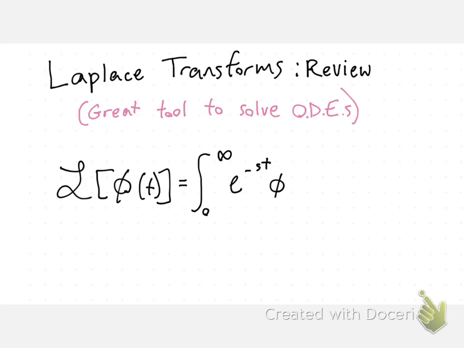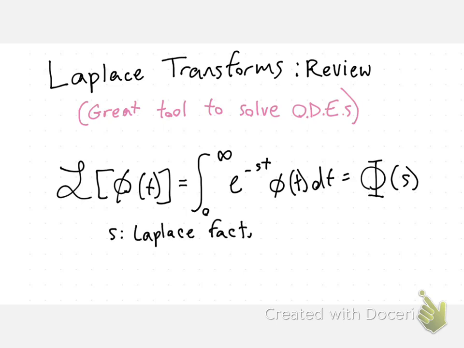So let's say that we want to take the Laplace transform of some function phi of t. What that means mathematically is we're going to integrate from 0 to infinity e to the negative s times t times our function of t with respect to dt. And that's going to give us phi of s. Typically, if something is in the time domain, we'll have it as a lowercase letter, so lowercase phi of t, and then if it's in the Laplace domain, it'll be capital phi of s.